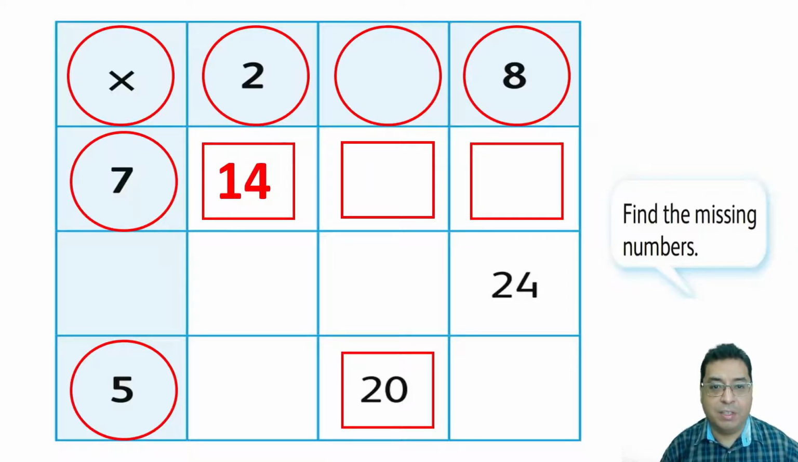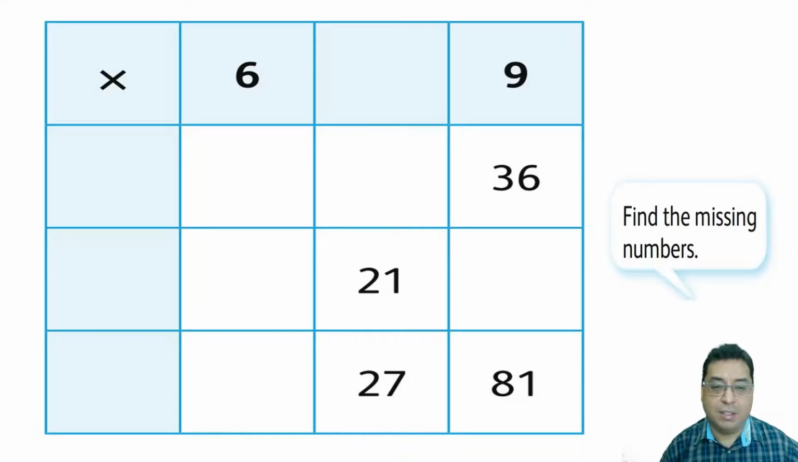And then I also have this one here. And again, different numbers, same idea. Find the missing numbers, multiply them out, and then solve it.